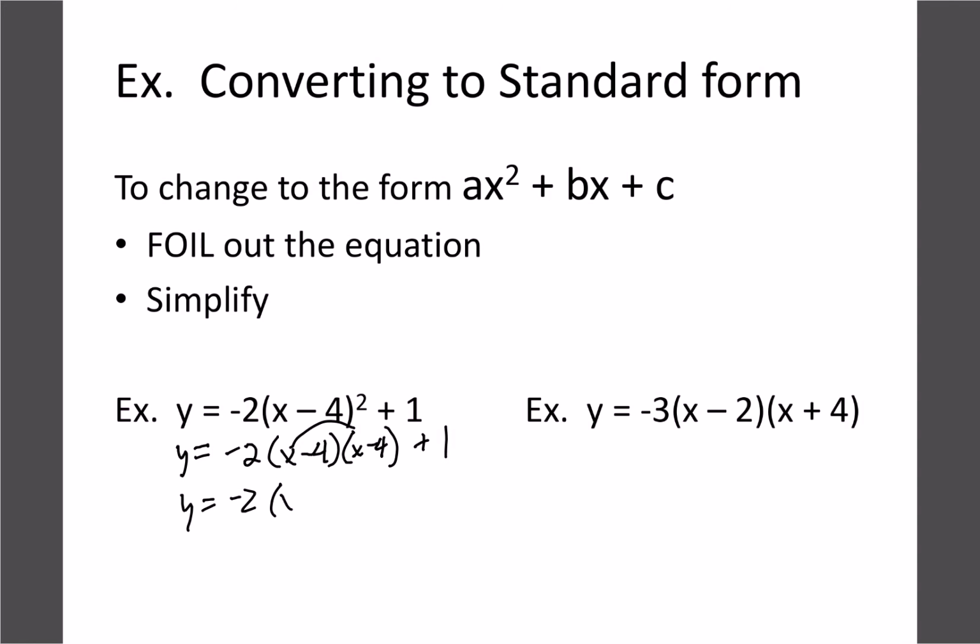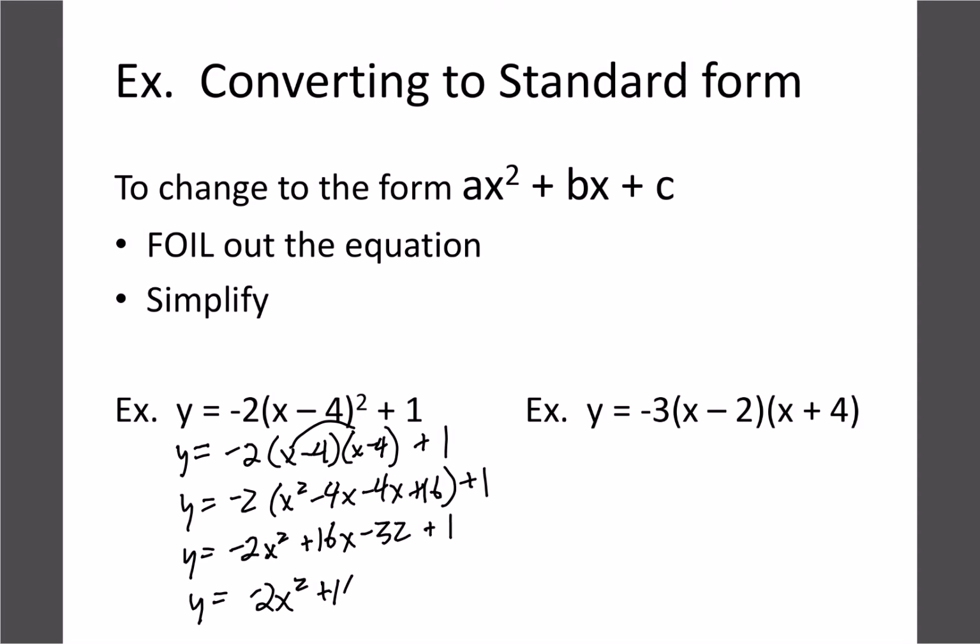So x times x would be x squared. Then we get minus 4x again when we do the inside ones. And then our last one is 16. So let's just multiply everything by negative 2. So we'd have negative 2x squared. The negative 4x and negative 4x together would be negative 8x, times negative 2 would be plus 16x. Then we get minus 32 plus 1. For our final simplifying, we can just put the 32 and the 1 together to give you negative 31. So that would be the equation in standard form.